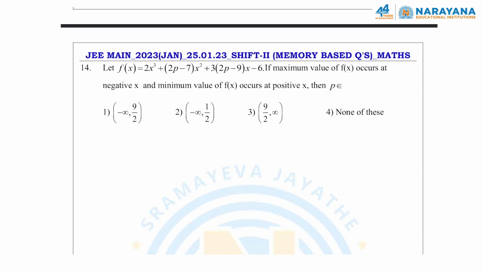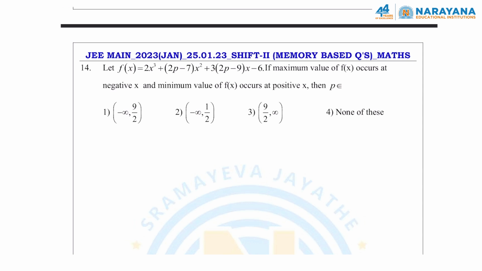14th. So what he has given, f of x is equal to 2x cube plus (2p minus 7) x square plus 3 times (2p minus 9) into x minus 6. And he is saying if the maximum value of f of x occurs at negative x and the minimum value of f of x occurs at a positive x, then we have to find the values of p satisfying this.